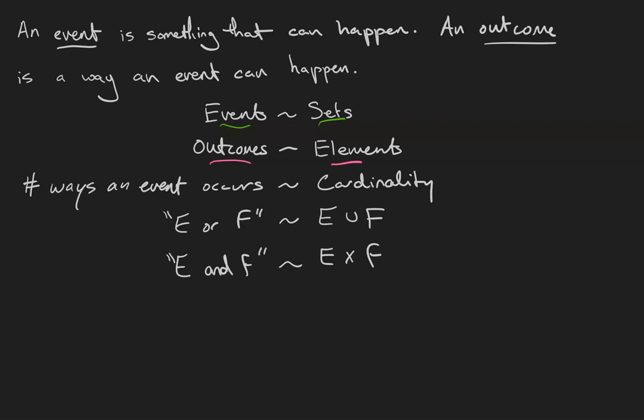What that's going to give us is that the number of ways that an event can occur is going to be the cardinality of that set. An event whose form is E or F is going to correspond to the set E union F, and an event whose form is E and F is going to correspond to the set E cross F. The idea behind that is we need something from E to happen and something from F to happen, so that's going to give us the pair little e, little f, which is a member of the Cartesian product.